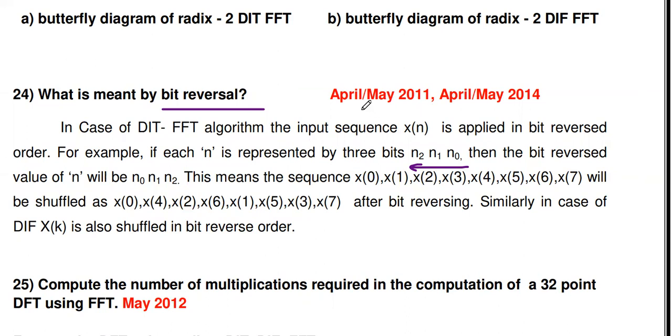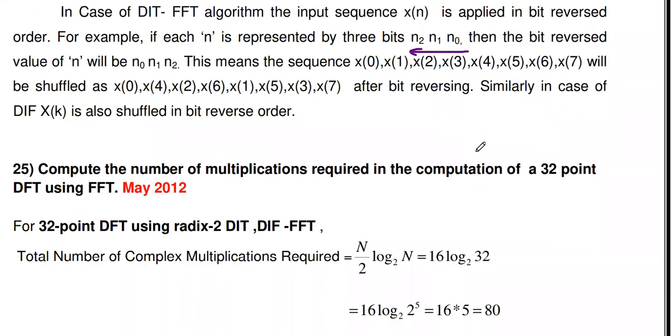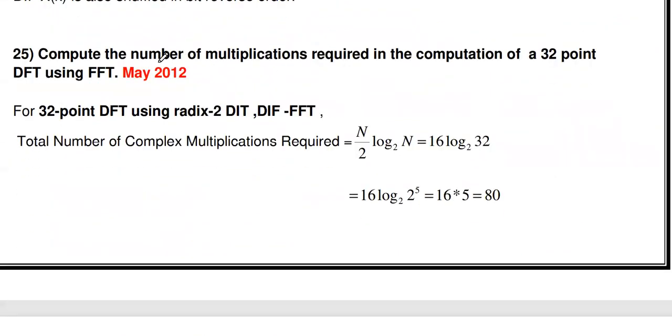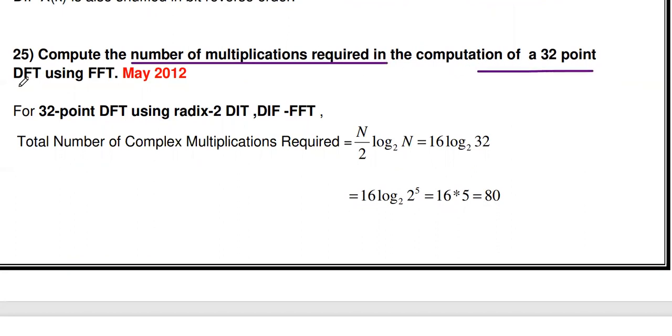Okay, so this is also a two-mark question from April 2011 and 14. Next question: compute the number of multiplications required in the computation of a 32-point DFT using FFT. We already discussed similar questions for various data, such as 64-point DFT, 8-point DFT, or generally N-point DFT, and how many multiplications and additions are needed. This is a very important, repeated question. In one year they can change this N value.